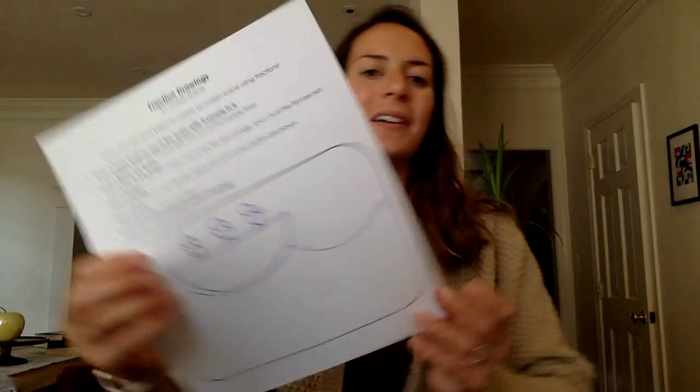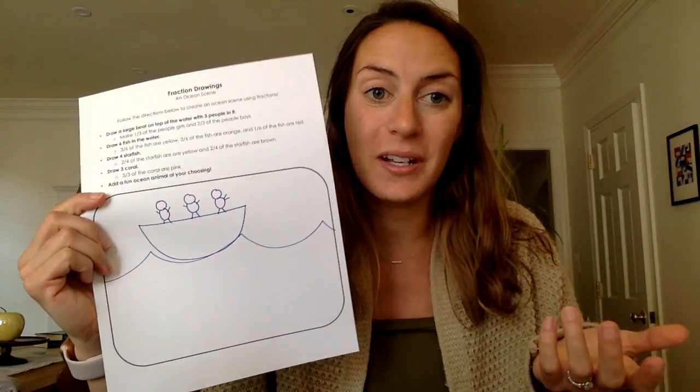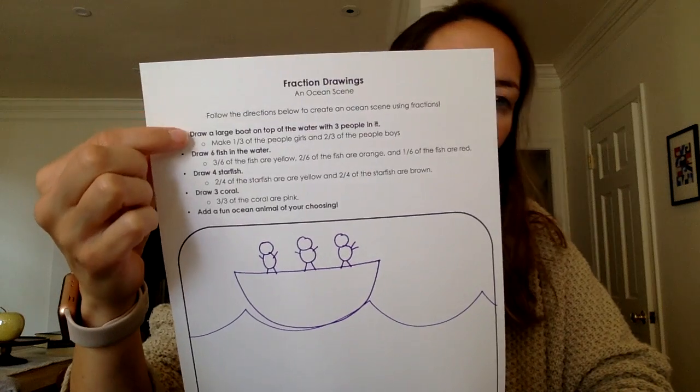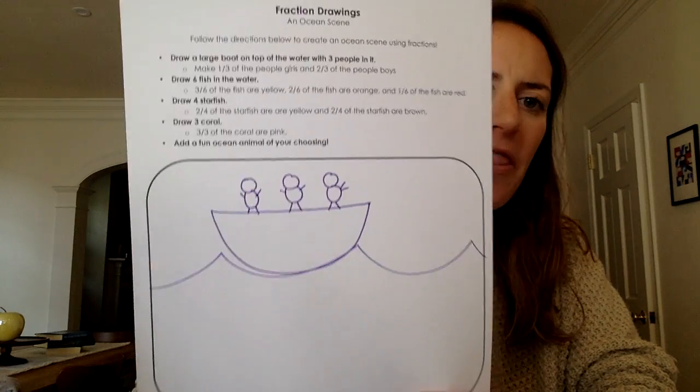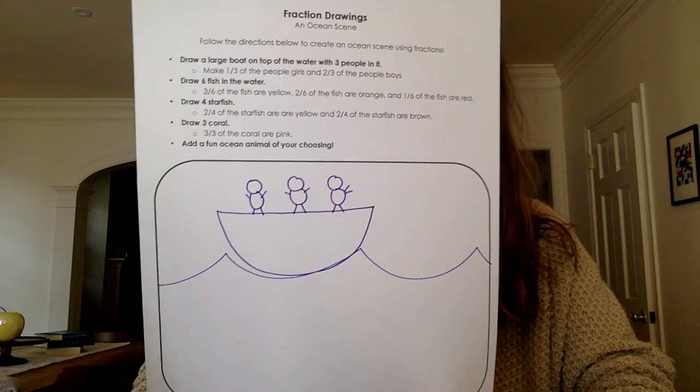All right. Step 1. Now, this is where the fractions come in. Under the bold direction, it says, make 1/3 of the people girls and 2/3 of the people boys. All right. So now I'm thinking, I have 3 equal parts, 3 people. 1/3 of the people need to be girls. So how many out of 3 is that? 1. 1 of 3. 2/3 of the people are boys. 2 of my thirds are boys.